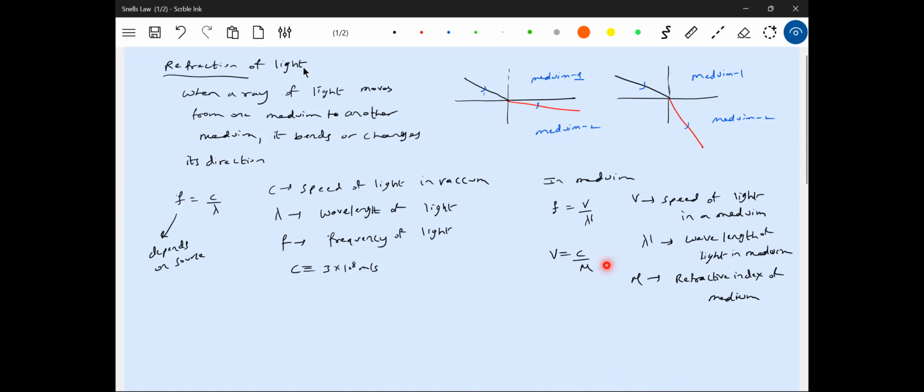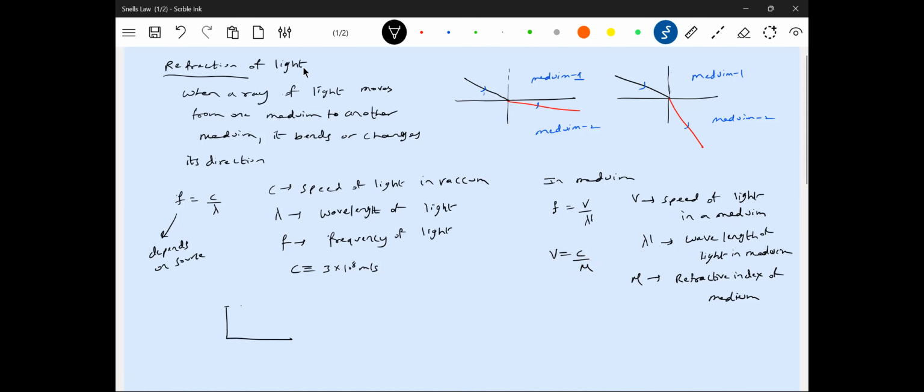Because as mu increases, the speed of light is going to decrease, or if mu decreases, the speed of light increases. So like this, we can categorize the mediums as rarer or denser based on the speed of light's propagation. The speed with which the light propagates in a medium determines whether the medium is rarer or denser.